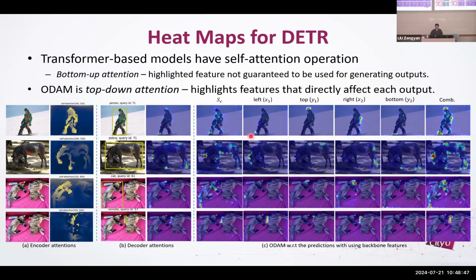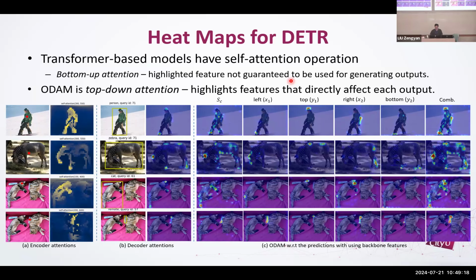But in our method, because we can tease out different outputs, and our method is actually looking at top-down attention, we're seeing what features directly affected the output. Then we can separate it into different features so we can see what parts of the image were important for different predictions, like the left, top, right, and bottom of this person, and also the class. So our method can work in conjunction with the transformer-based methods.